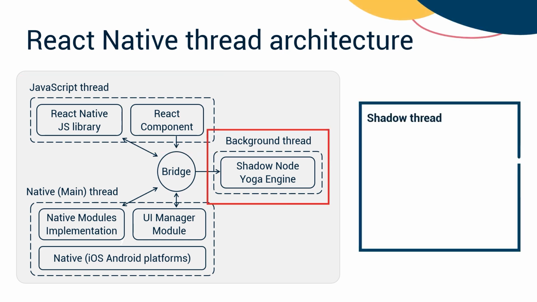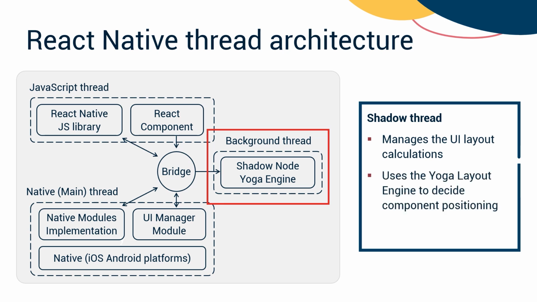The last thread is the shadow thread, which manages the layout calculations for your app's UI. This thread uses the Yoga Layout Engine to decide the positioning of different components on the screen. Layout calculations can be complex. So by having these layout calculations on a separate thread, the JavaScript thread is free to focus on other tasks, ensuring the app runs smoothly and efficiently. It is essential that all these threads run smoothly so your app can run smoothly.